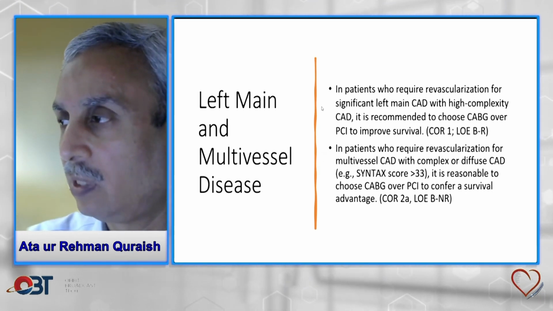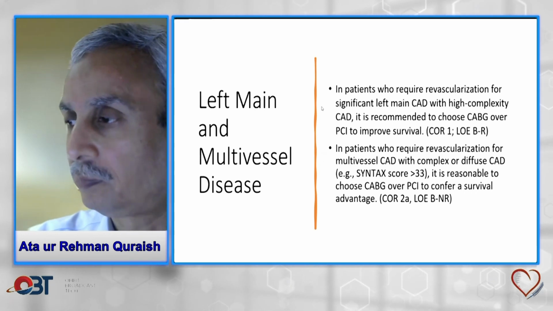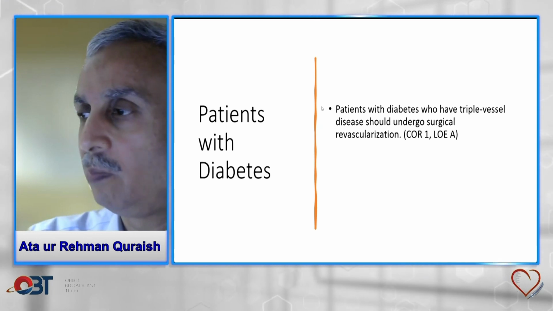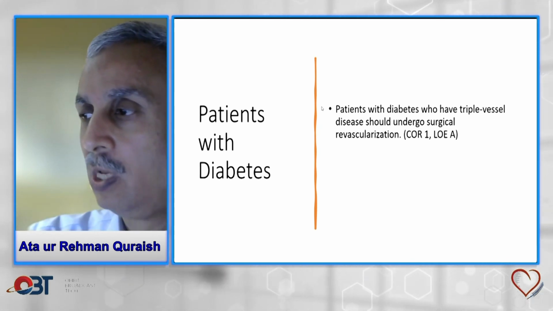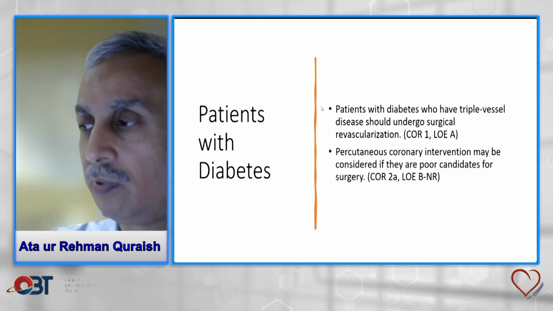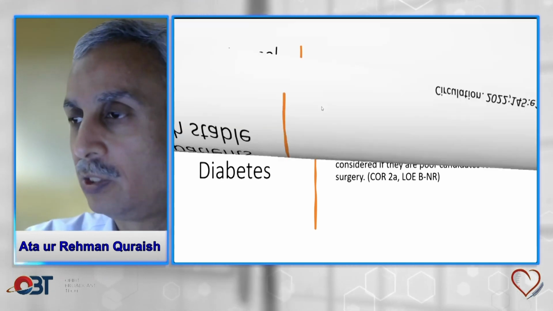Again, class 2A recommendation. But when left main is involved in patients with diabetes, this is a class 1 recommendation. Patients with triple vessel disease should undergo surgical revascularization, and percutaneous intervention only if they are poor candidates for surgery. That's a class 2A recommendation.